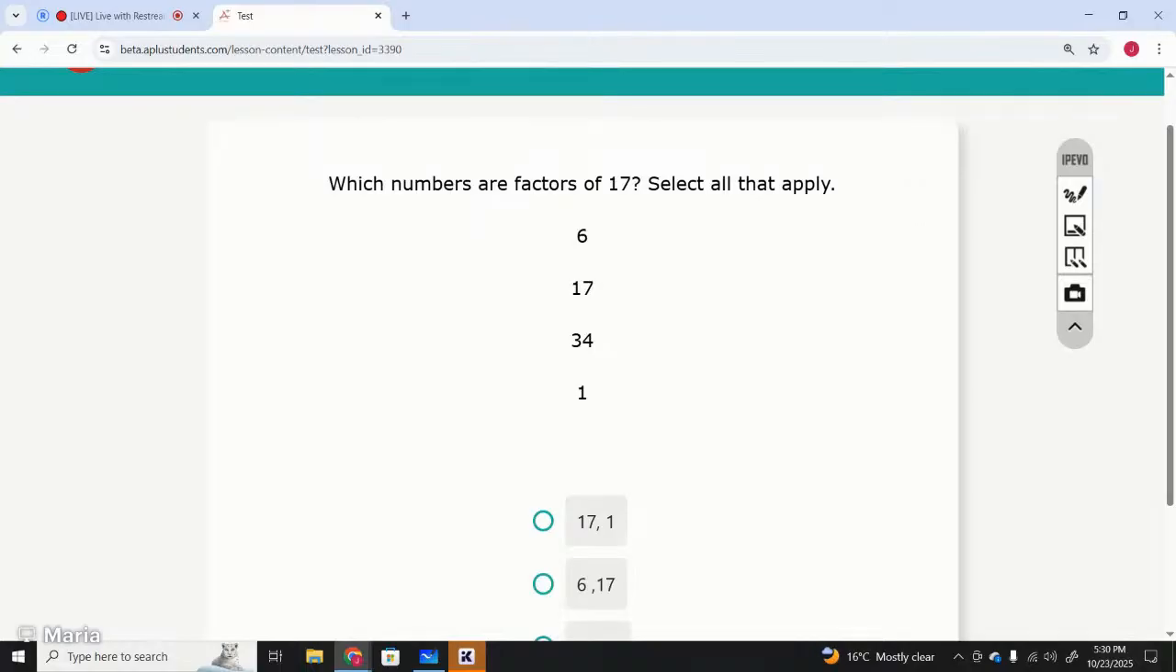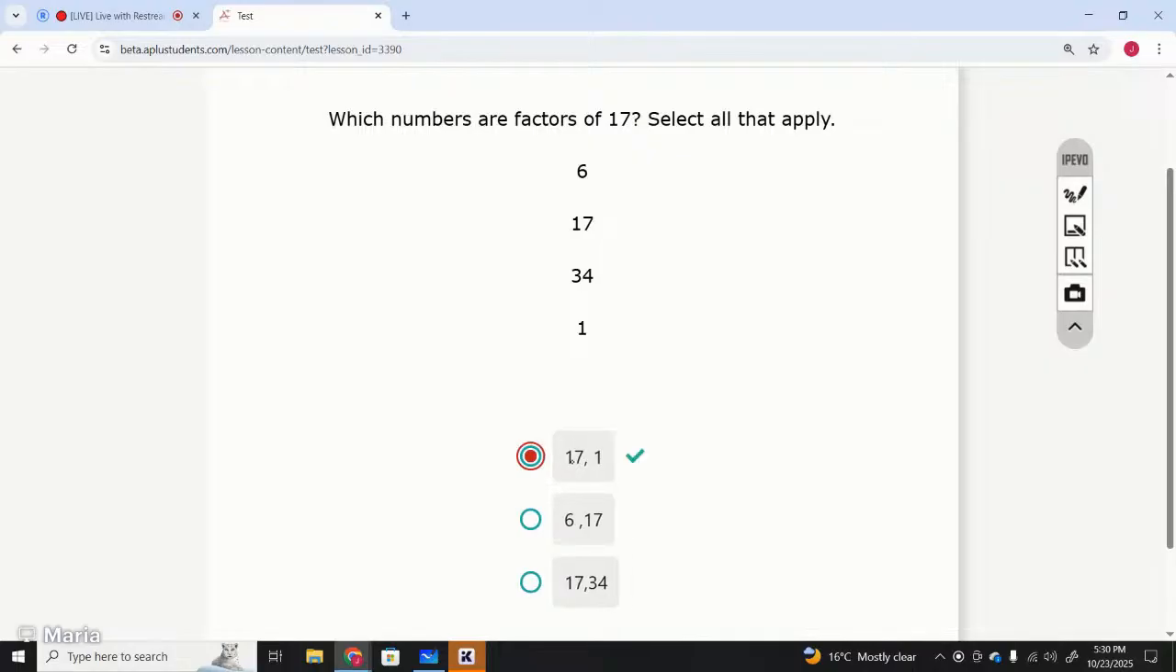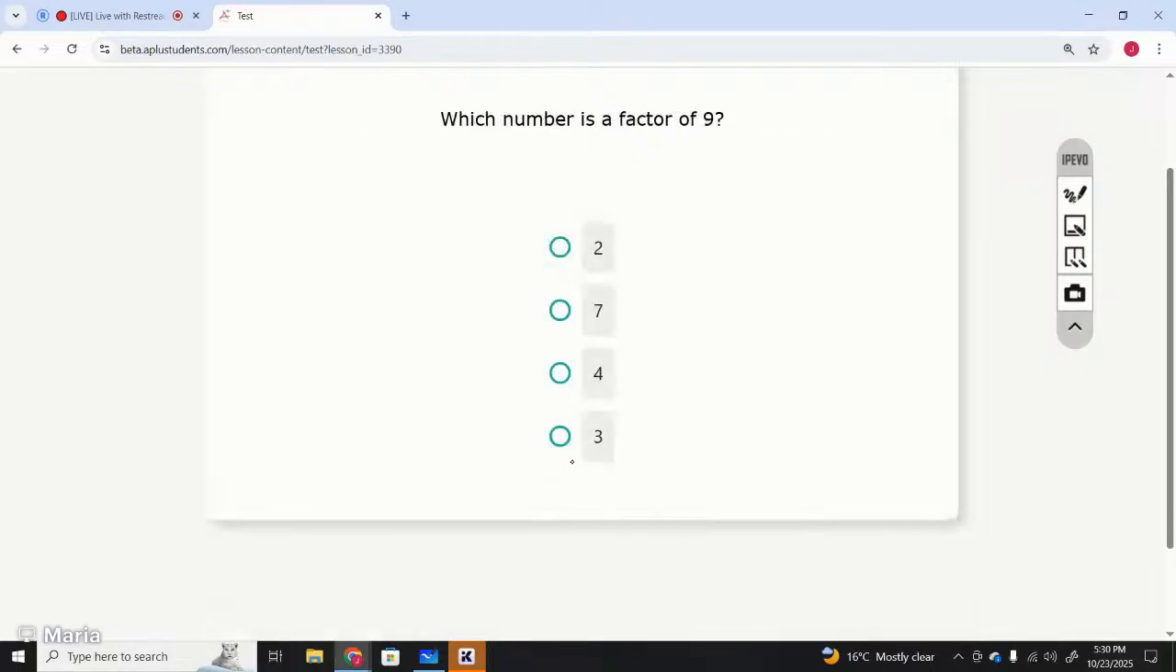Which numbers are the factors of 17? Option number 1 is the correct option. That is 1 times 17, because 17 is a prime number.